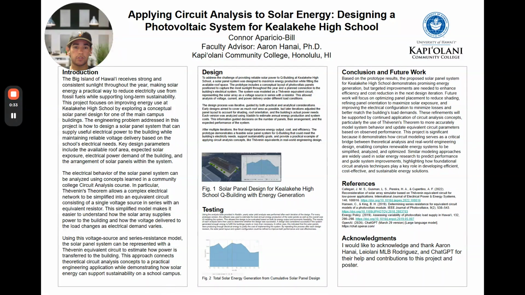Similar modeling approaches are widely used in solar energy research to predict performance and guide system improvements, highlighting how foundational circuit analysis techniques play a key role in developing efficient, cost-effective, and sustainable energy solutions.